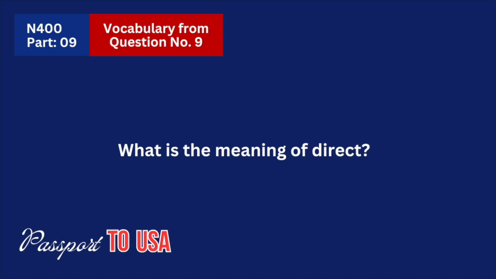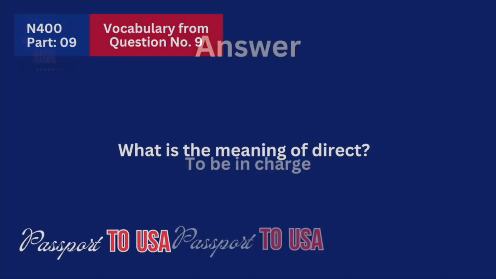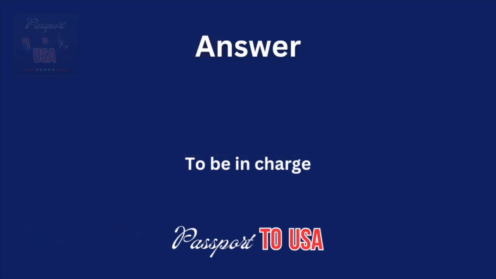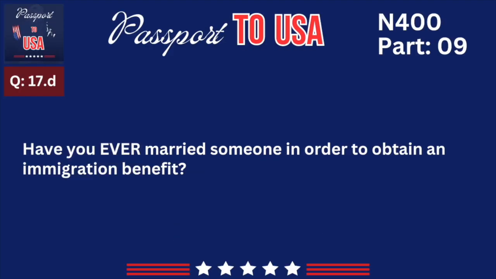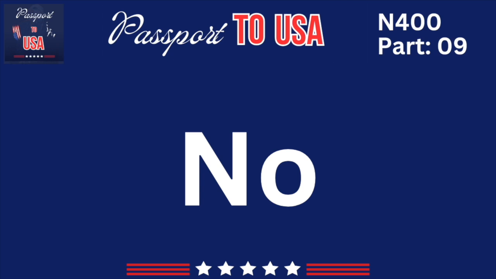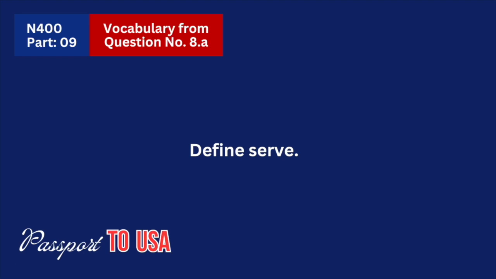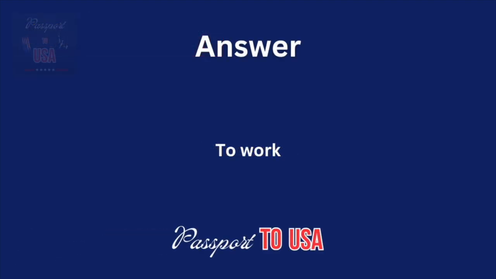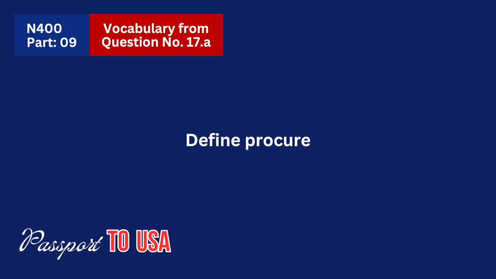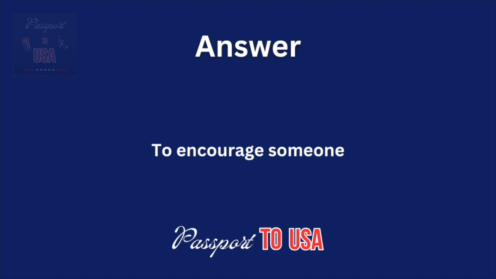What is the meaning of direct? To be in charge. Have you ever married someone in order to obtain an immigration benefit? No. Define serve. To work. Define procure. To encourage someone.